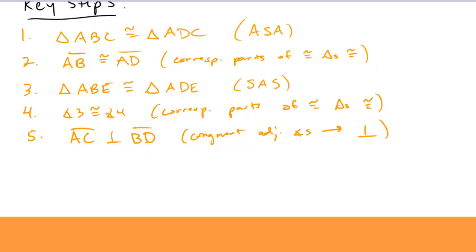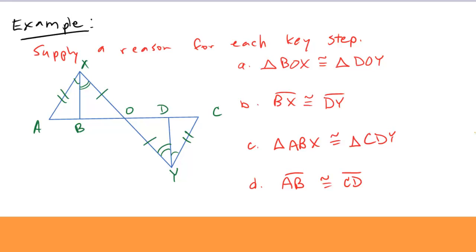Here's an example of a list of key steps without a proof associated with it. So we will supply a reason for each key step. And you should write down this example, including the picture, in your notes. What we're given is the picture and the information that's marked on the picture. So we have some congruent sides and some congruent angles on the picture.